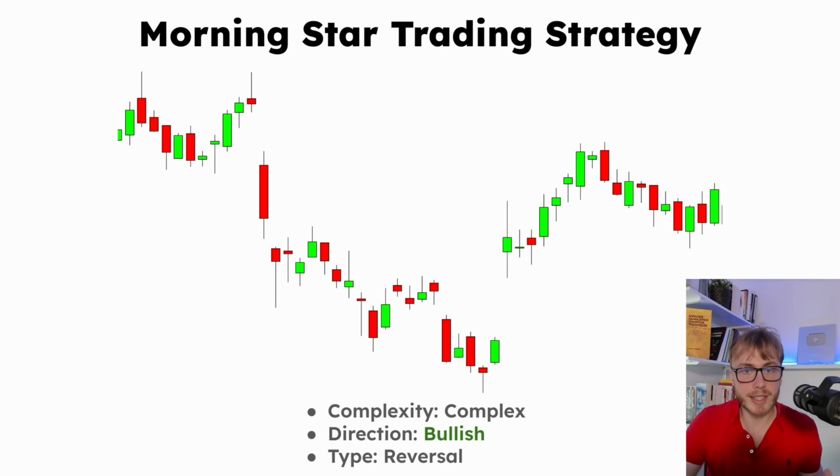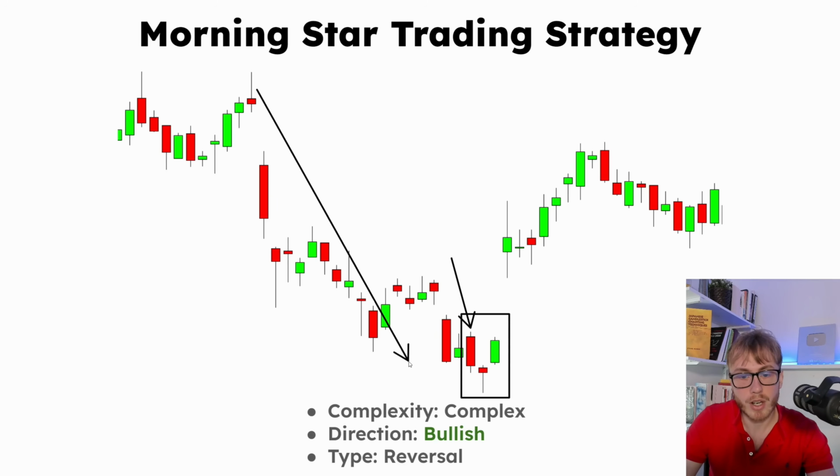Alright, so now let's take a look at the Morning Star trading strategy. And the Morning Star can be identified right here. This one can be a little bit tricky to spot, but let's take a look at this pattern together. So the first candle is a strong red candle that clearly comes after a downtrend, a very strong movement towards the downside. The second candle of this pattern has, first of all, a very small real body. That is a good sign.